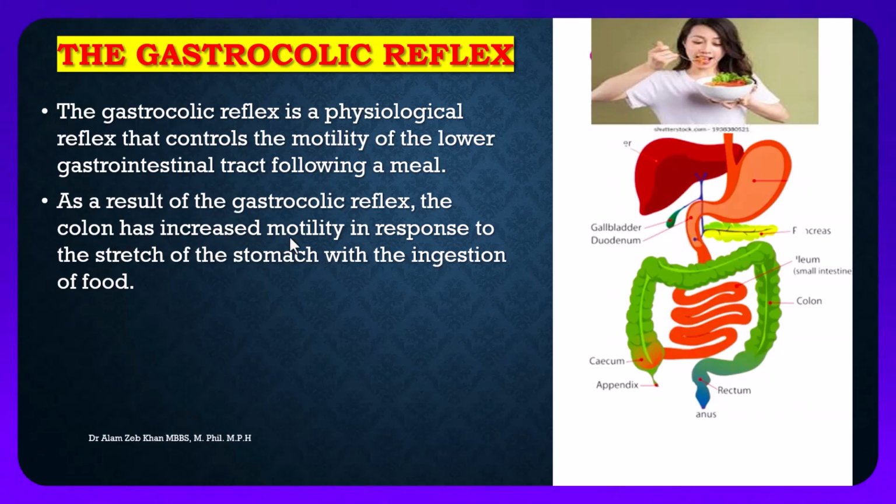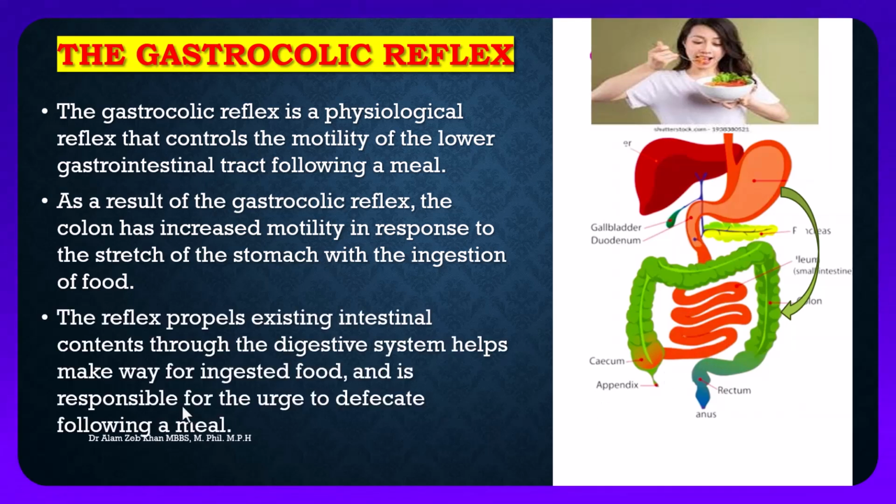As a result of the gastrocolic reflex, the colon has increased motility in response to the stretch of the stomach with the ingestion of food. When the stomach is distended, impulses are sent to the colon. This reflex causes increased motility of the colon, due to which the food is pushed in the forward direction and makes space for the newly ingested food. Motility also increases in the ileum. The reflexes propel existing intestinal content throughout the digestive system, help make way for ingestion of food, and are responsible for defecation following a meal.